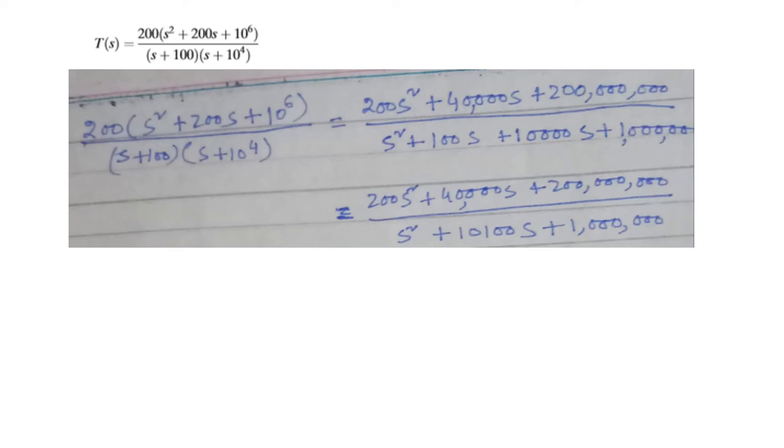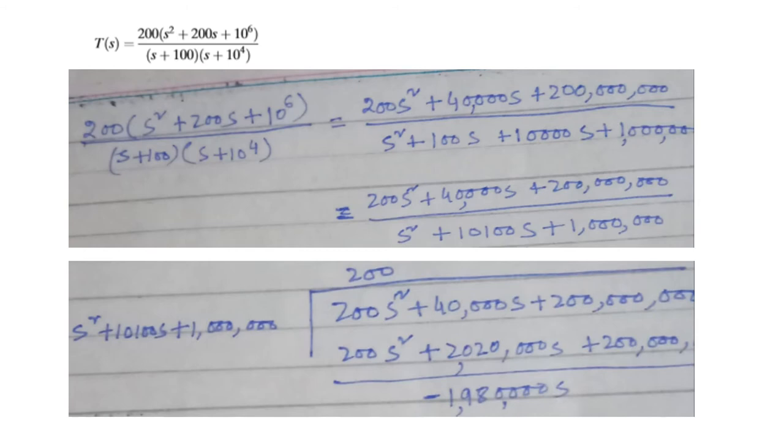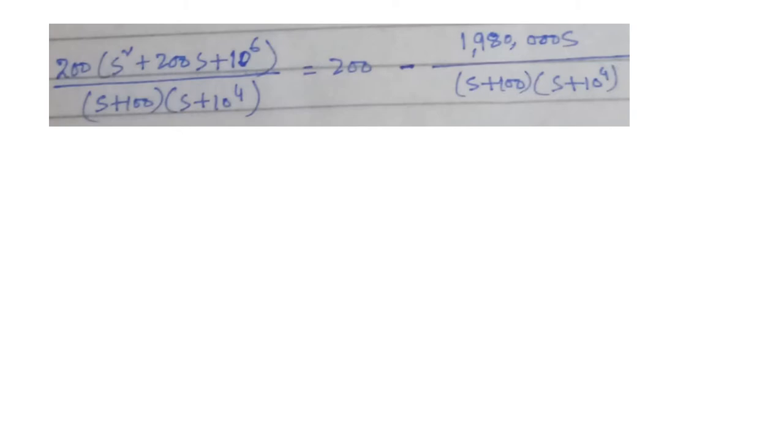Now this is a same degree division. Numerator has 2 degrees and denominator has also 2 degrees. Therefore we have to go through the long division process. So we divide this by the denominator, and we get 200, and this is the remainder. Okay, so we were here, this was the transfer function. After long division we got 200, and then this is the remainder part divided by the denominator. So we'll first of all take partial fraction of this part.